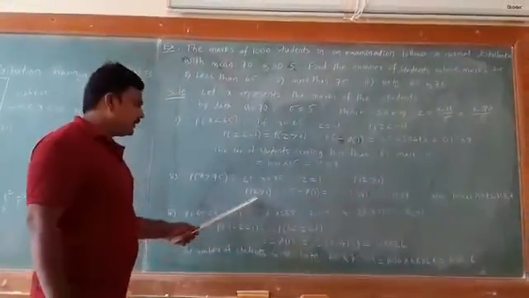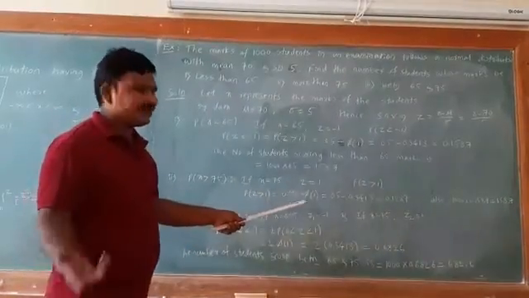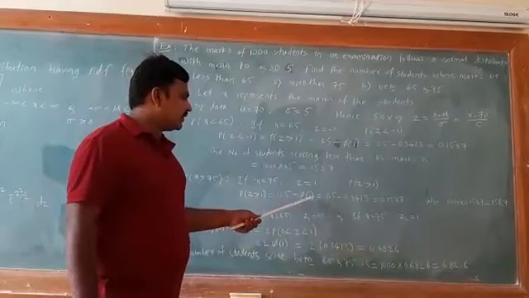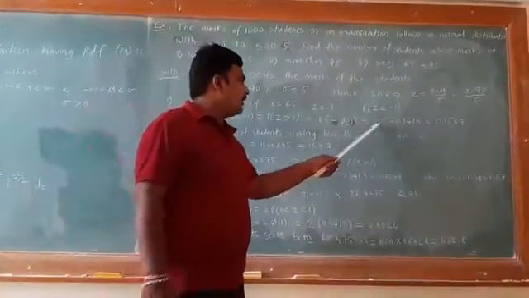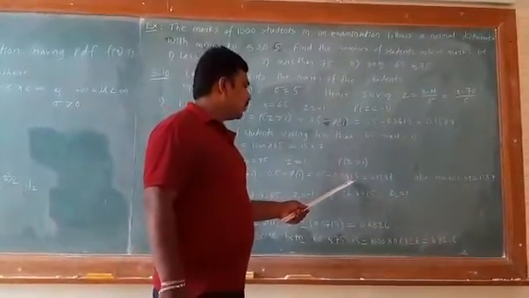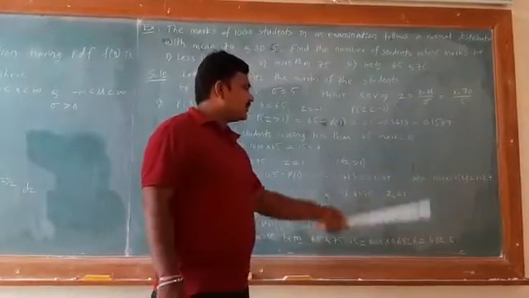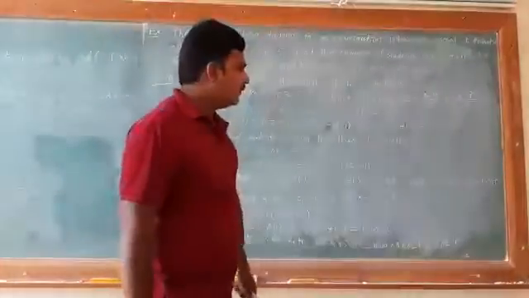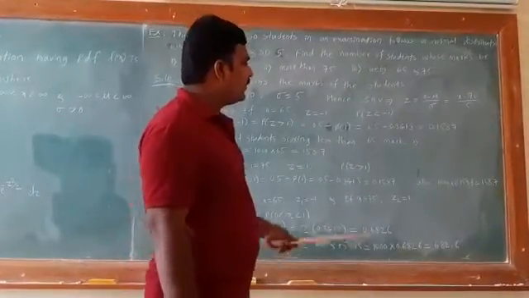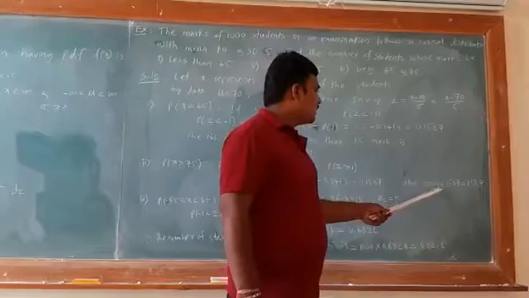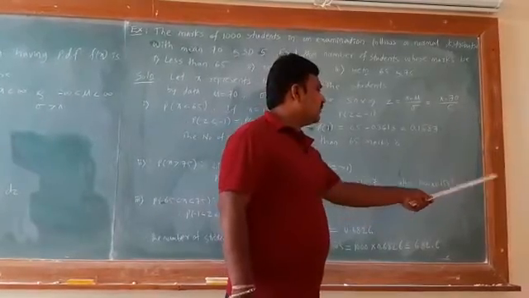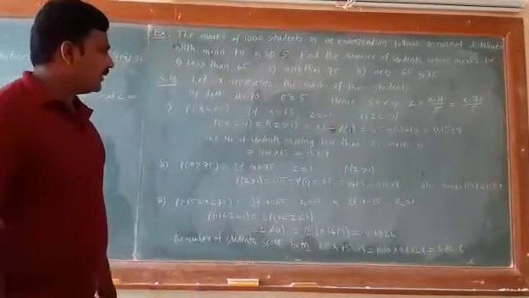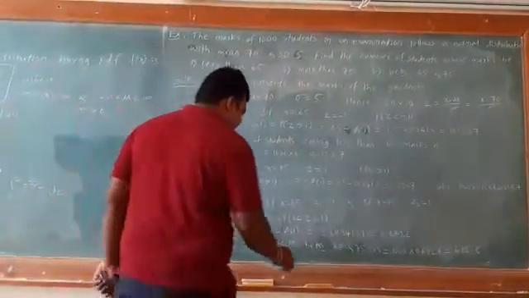So z greater than 1 means 0.5, again the same condition here. Using the second condition, that is phi of 1, the same value, 0.5 minus 0.3413. So the answer is the same, 0.1587. Also we have to find 1000 into 0.1587, so we get 158.7.